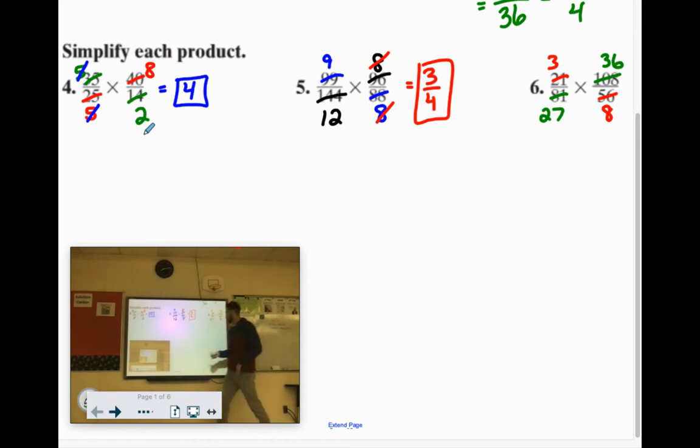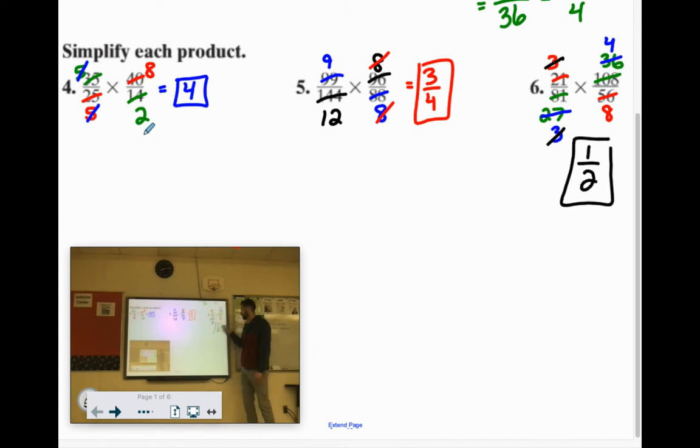Let's see what else we can do. Okay, 27 and 36 are both divisible by 9. 9 goes into 27 3 times. 9 goes into 36 4 times. I see a 3 over 3. And we're left with just 4 over 8, which is 1/2. Just got a little tough there at the end.